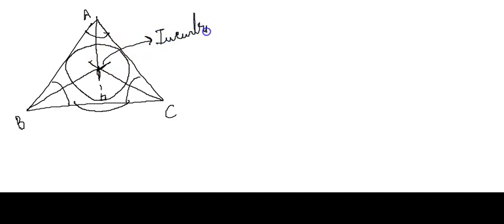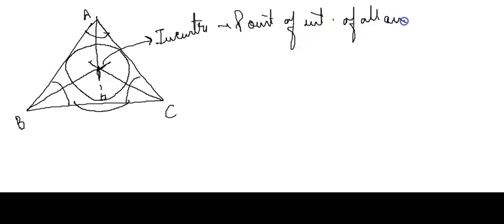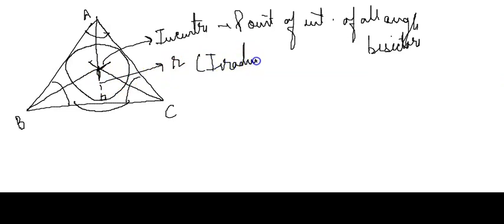So basically the incenter is the point of intersection of all angle bisectors. And this radius is called the inradius, denoted by small r. Now one more thing, let us say this point is I.